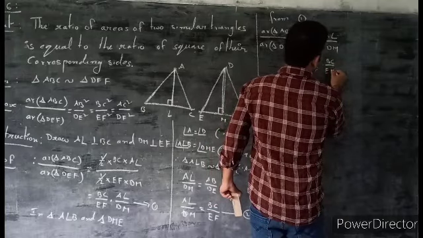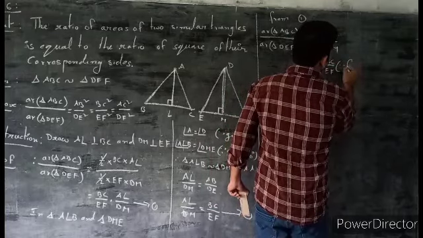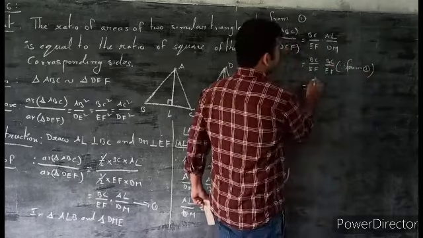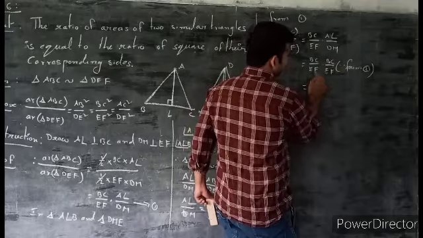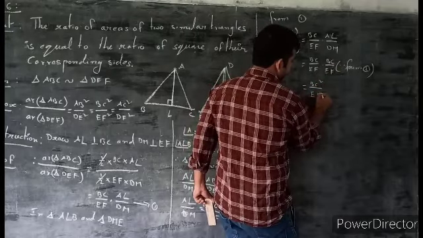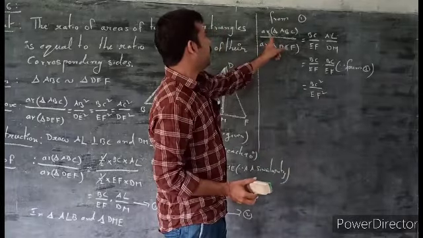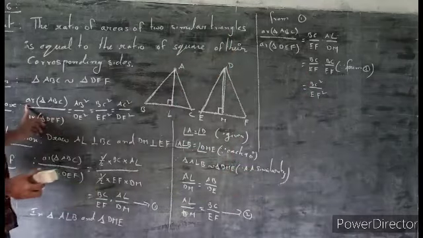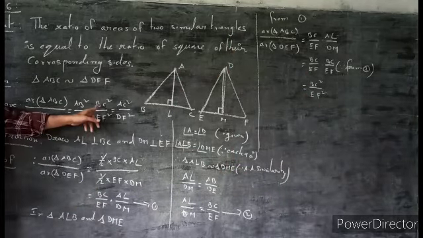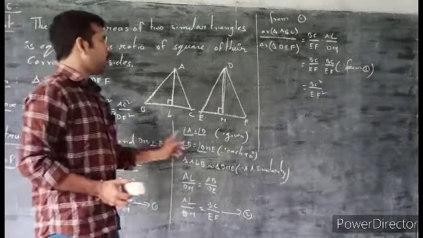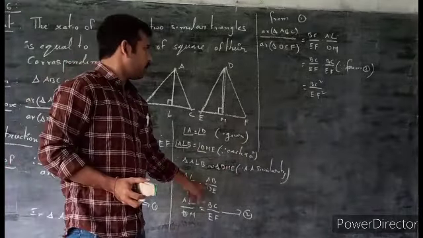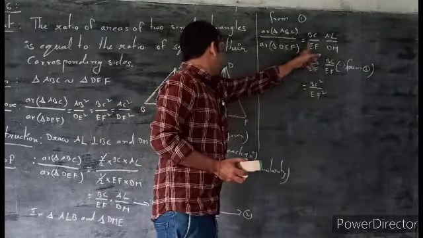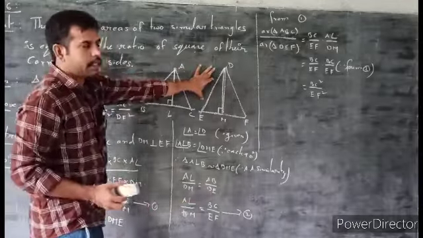Since from 2, BC into BC, so BC square by EF into EF is EF square. So now you get area of triangle ABC by area of triangle DEF equal to BC square by EF square. Now we have taken AL by DM equal to AB by DE. So here area of triangle ABC by area of triangle DEF equal to AB square by DE square is got.